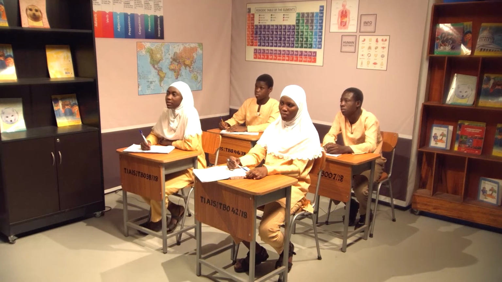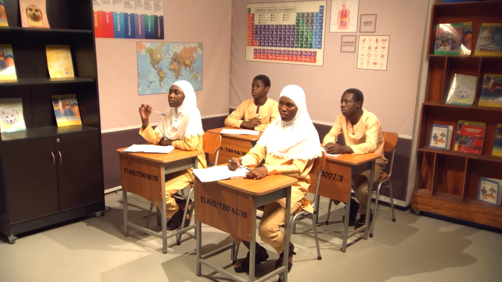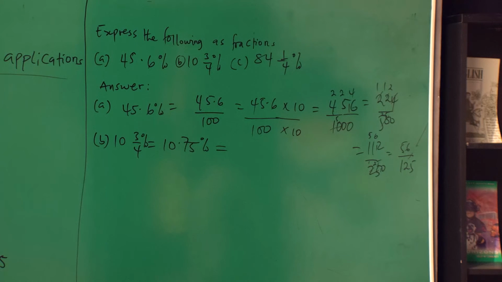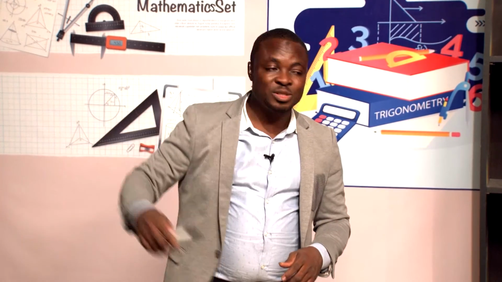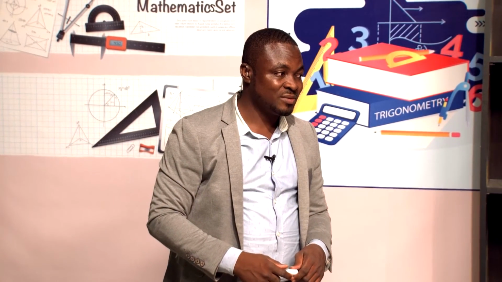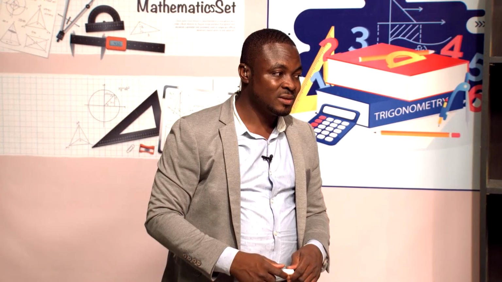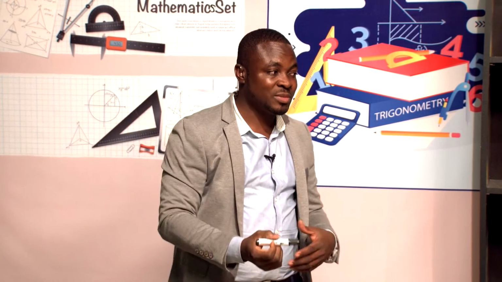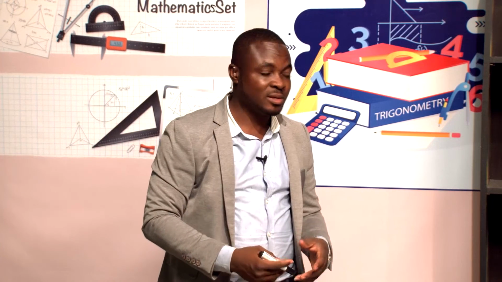Sir, please, what if the first number is a mixed fraction when you are transferring it? Okay, even if it is a mixed fraction, you will still have to reduce it to 10.75 before you can change it. Are you okay? So, let's do it this way and look at the mixed fraction, how it should look.